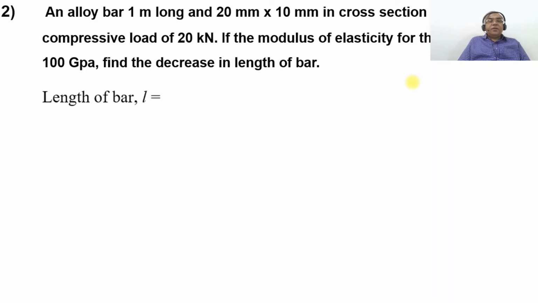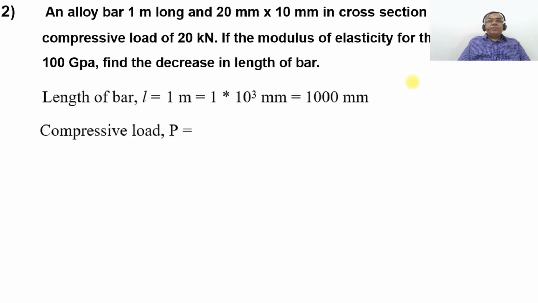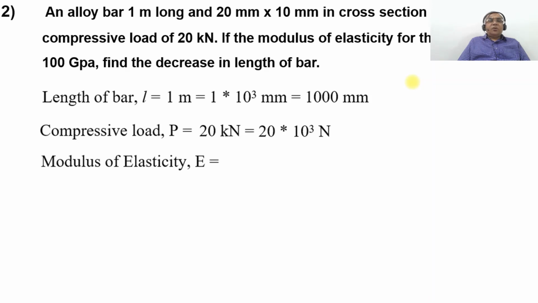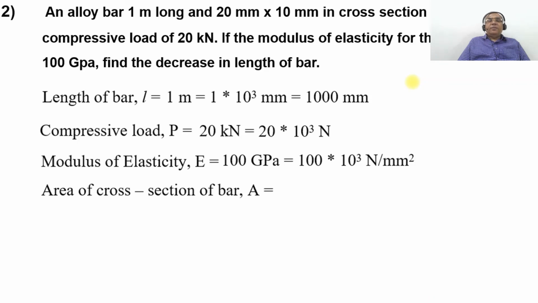So what is the length of the bar, which is 1 meter, which will be equal to 1 into 10 to the power of 3 mm, which will be equal to 1000 mm. Then the compressive load P, which is 20 kilonewton, which will be 20 into 10 to the power of 3 Newton. Similarly, modulus of elasticity is 100 GPa, which is equal to 100 into 10 to the power of 3 Newton per mm square. Then the area of cross section of the bar A will be equal to 20 mm by 10 mm, which is equal to 200 mm square. Then find the decrease in length of the bar.